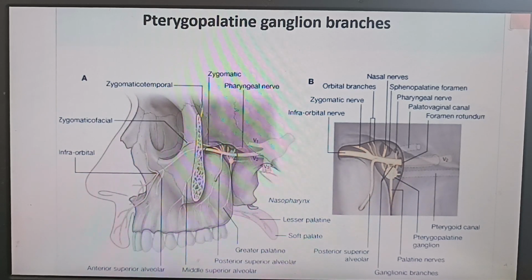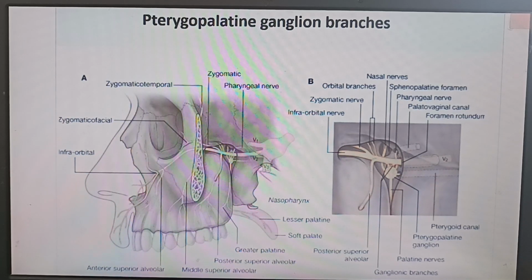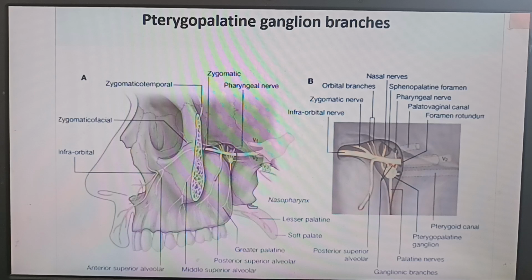Hello friends. I have seen many students finding it difficult to understand the pterygopalatine ganglion and its branches. Once you understand it correctly, remembering these branches is very simple. Now let us look at this figure here.